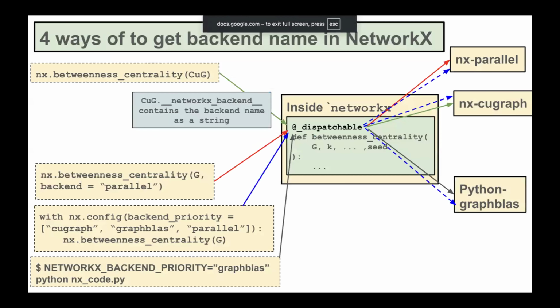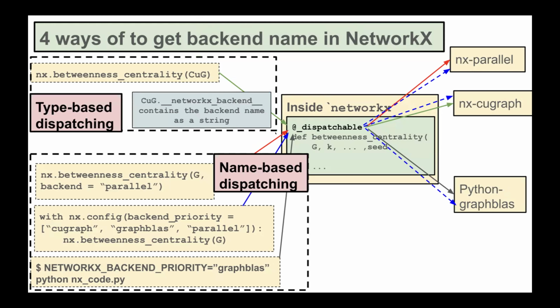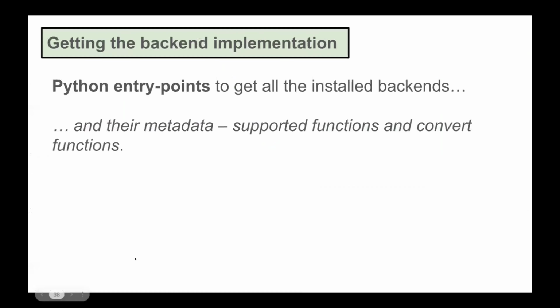So yeah, these are 4 ways for a NetworkX user to use dispatching. And here I just want to make this distinction that there is type-based dispatching and name-based dispatching. We will talk about it later. Type-based is based on the type of the argument that is passed in, and name-based is where I'm giving you the backend name.